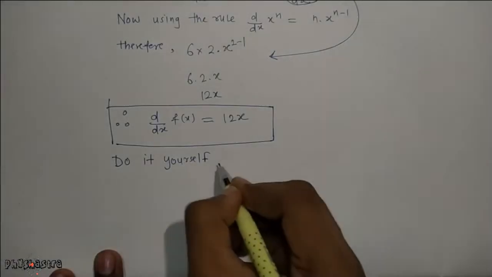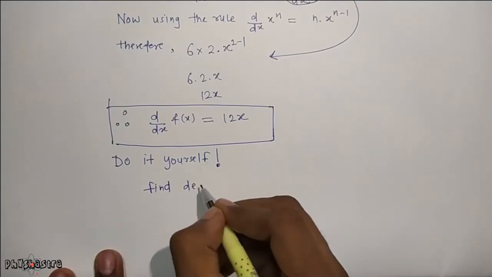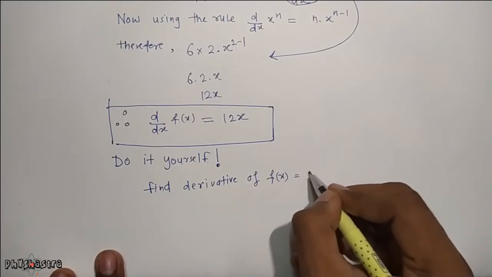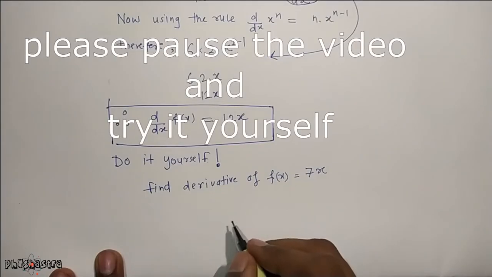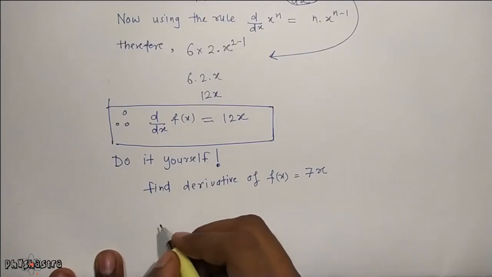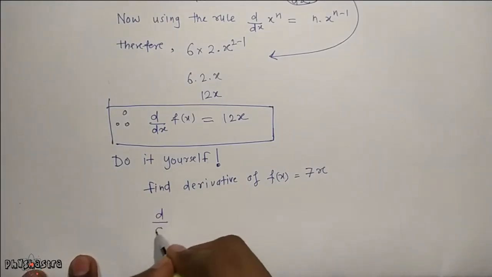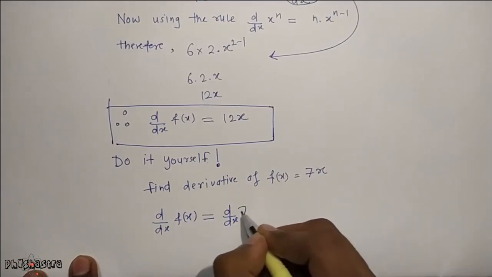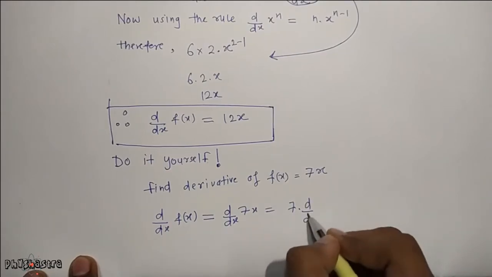Now take another function. This time you do it yourself. Remember to have the notepad with you. So first find the derivative of this function f of x equals 7x. Now we know that 7 is a constant. So if we find the derivative, d of dx of f of x equals d of dx of 7x. 7 is a constant, so it remains outside. Therefore we get 7 dot d of dx of x.